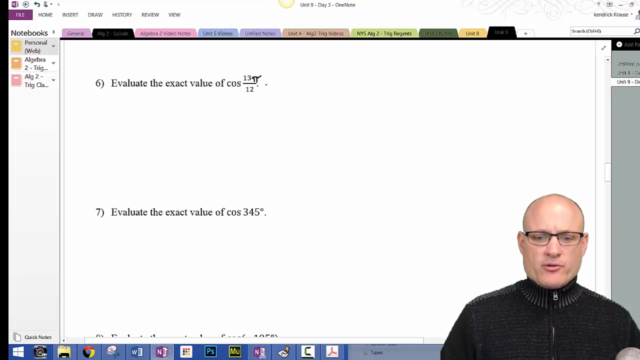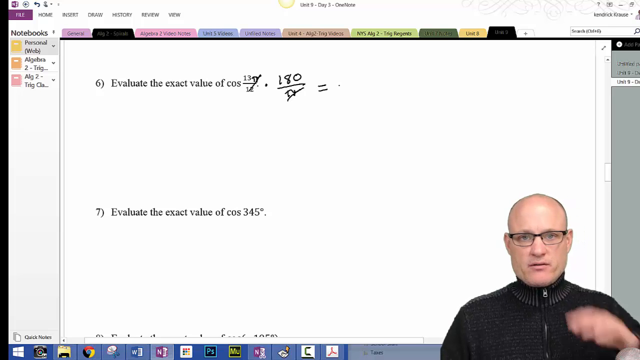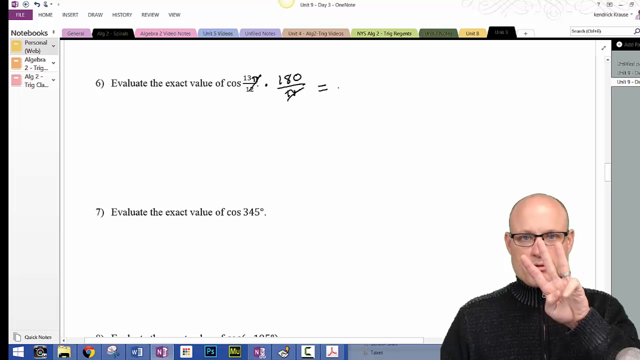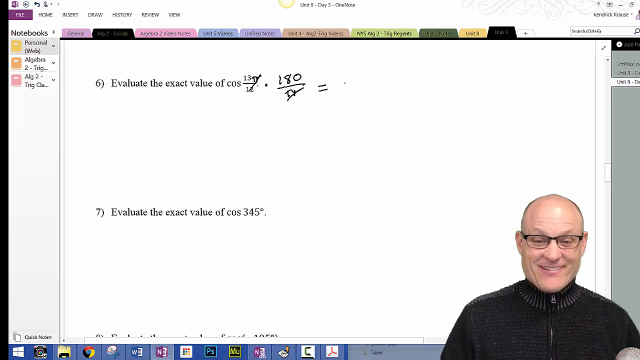So the first thing we're going to do is convert this to degrees. I think we've done something like this before. We're going to multiply by 180 over pi. The pi's cancel. And if I multiply that out, I'll give you 10 seconds. I believe the answer is 195.